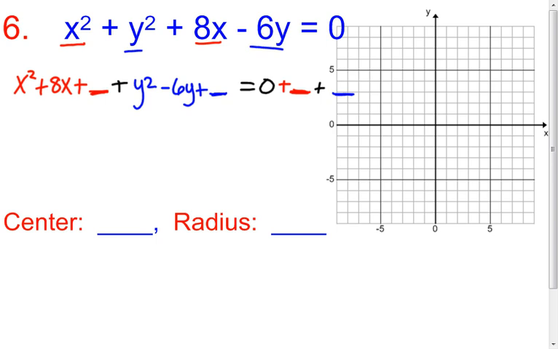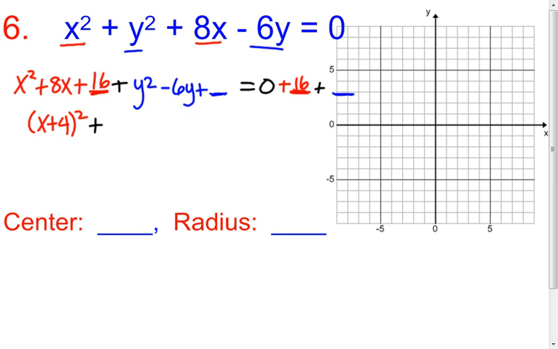Okay, so I will do it once with my x's. I will take half of b, half of the middle number: half of 8 is 4, so I will have x plus 4 squared. Square the 4 and get 16, and so I will put 16 in my blank here and 16 in my blank here. Okay. Then I will do the same thing with my y's.